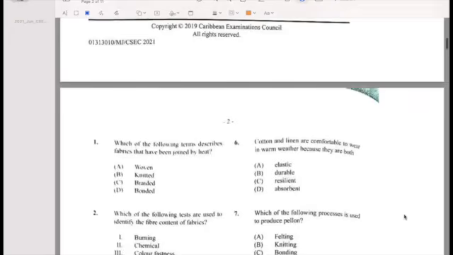Question number 1, which of the following terms describes fabric that has been joined by it? And if your answer is D, then you are correct. So let us do that nicely.